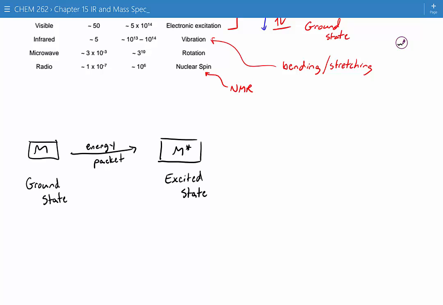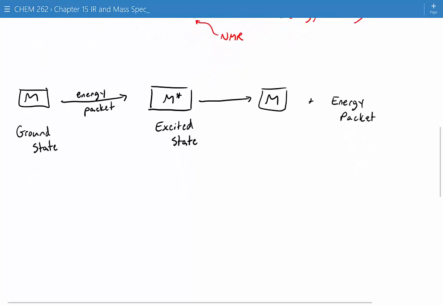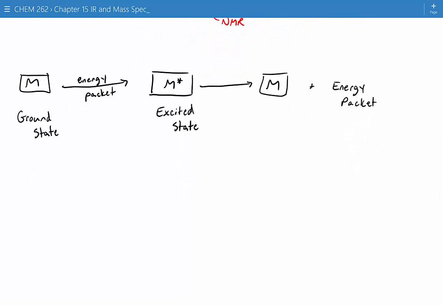This excited state is usually designated with a star, at least when we use molecular orbital theory, and this excited state is somewhat unstable, so it wants to release energy and go back down to the ground state. And so this will release another energy packet back out. And the question is, well, what is this energy that's released back out? It's usually not the exact same energy packet that's put in. It's actually a little bit different.